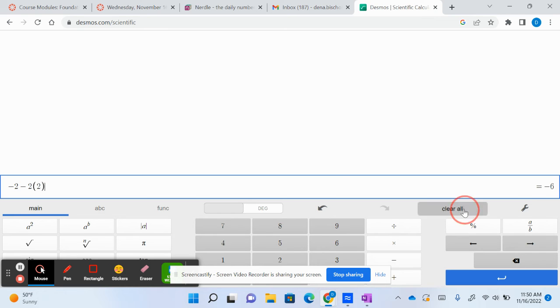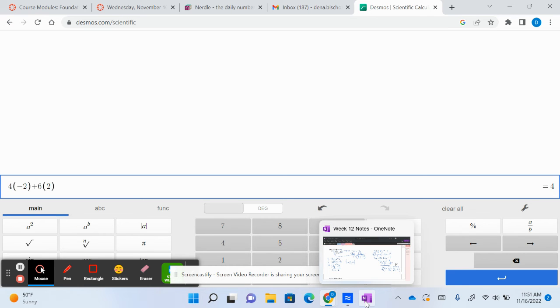The second equation is 4 times x. So I have 4 times x, which is negative 2, plus 6 times y, which is positive 2. Whoops, that's not plus. That says equal. Sorry. I have a big old plus there. And I have that that equals 4. What does my equation say that it should equal? Okay.